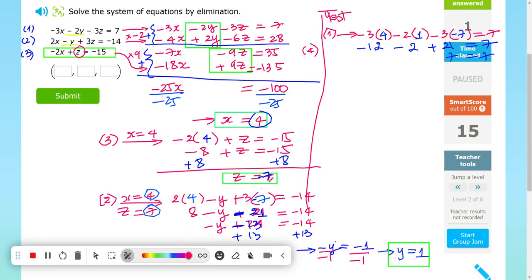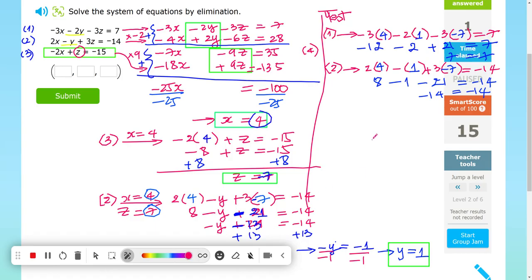Now let's do equation number 2. Same thing here. I come out 2x subtract y plus 3z equals negative 14. Now substitute in x equals 4, y equals 1, z equals negative 7. So I come out 8 subtract 1 subtract 21, and that equals negative 14. So this is subtract 22 plus 8 becomes negative 14 on both sides. So far, so good.